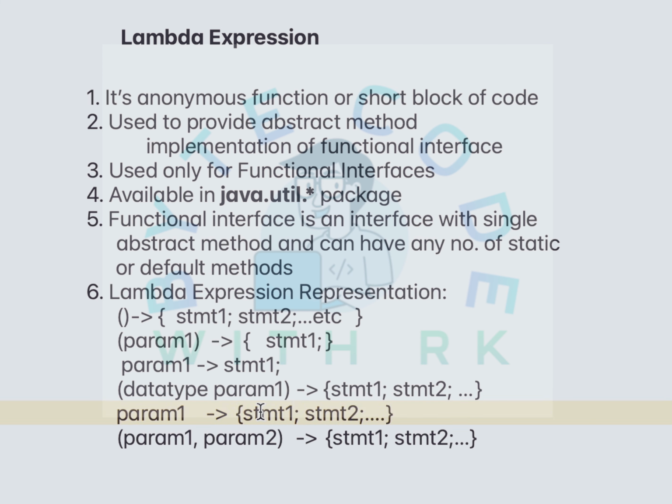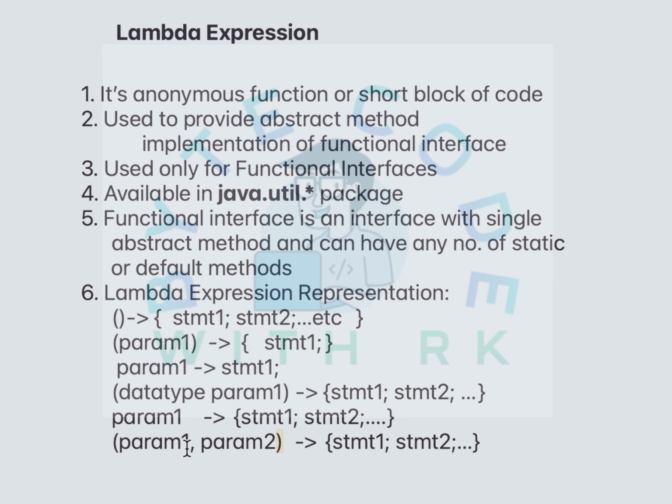If it is a single statement, I can ignore the left and right curly braces. If it is writing more than one statement, that's why I have written the curly braces. The next one is multiple parameters. Param1, param2, two parameters it is accepting, that's why I have written parentheses here and here, left and right parentheses, followed by the arrow mark and then a couple of statements within the curly braces. So this is the way to represent the Lambda expression.